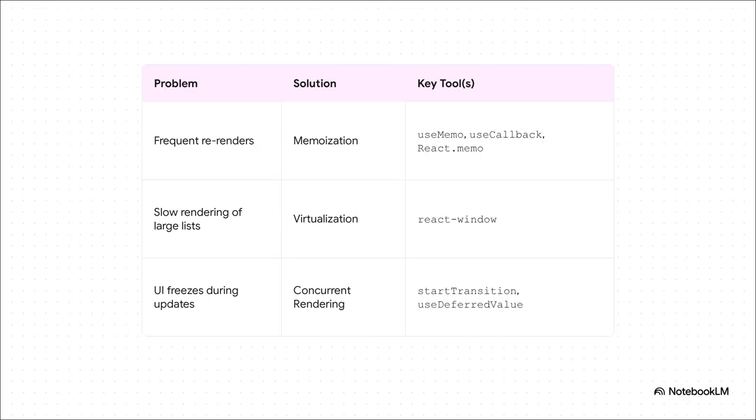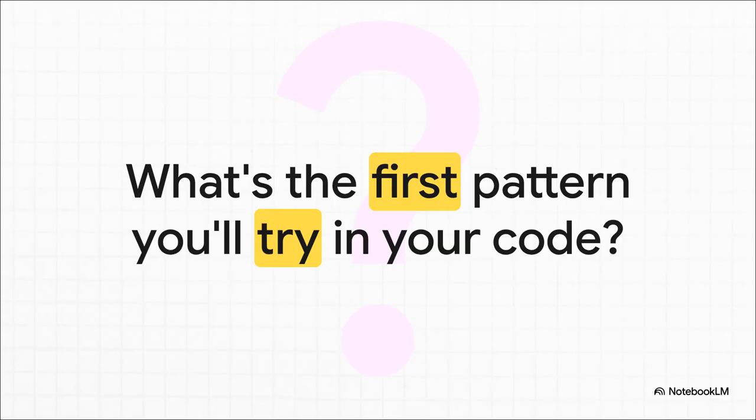So let's bring it all home with this final playbook. This is your cheat sheet. If your problem is frequent, unnecessary re-renders, your solution is memoization, using that useMemo, useCallback, and React.memo trio. If you're dealing with a painfully slow large list, the answer is virtualization with a library like React Window. And if your UI is freezing up during big updates, you need to look at concurrent rendering and tools like startTransition.